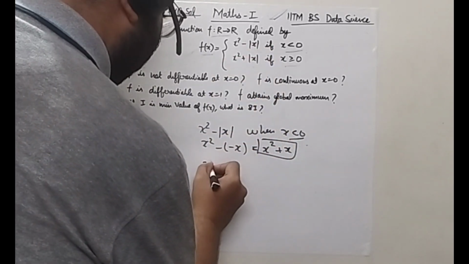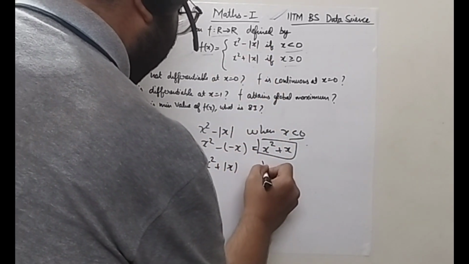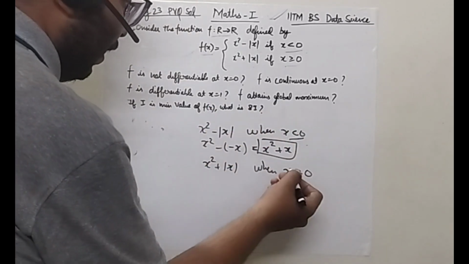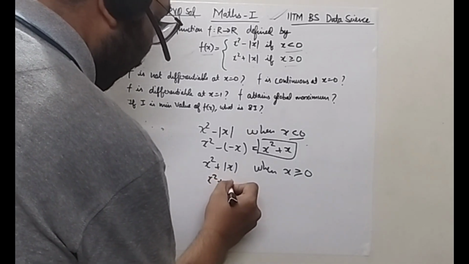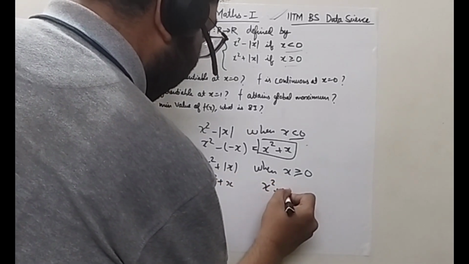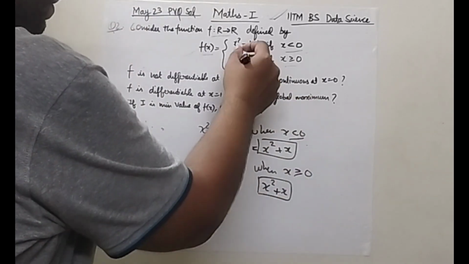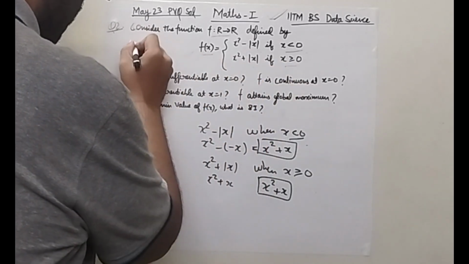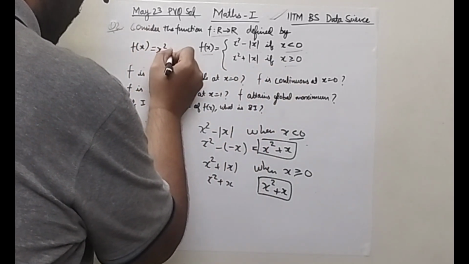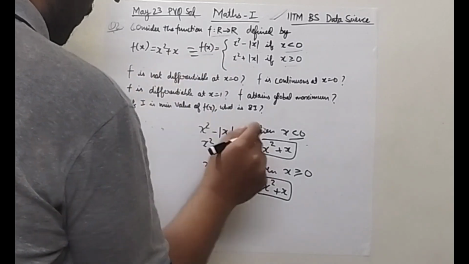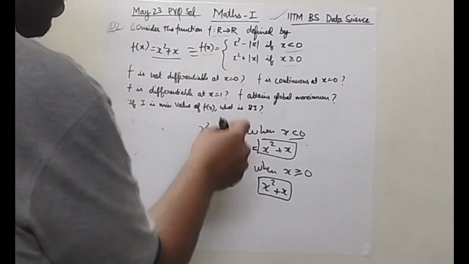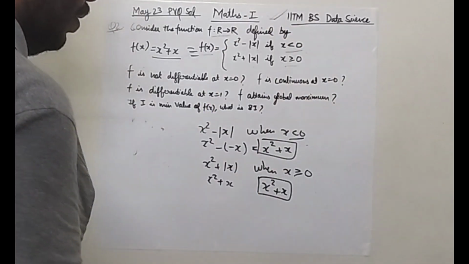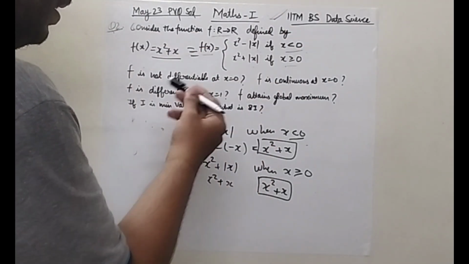Now look at this part, x square plus mod x when x is greater than or equal to 0. When x is greater than or equal to 0, mod x will be x only. So here also it is x square plus x. In both cases it is getting simplified into this form. It means this long looking function is simply x square plus x. So both are equivalent, and we can solve this question very simply without worrying about this complex form. This is one of the approaches.